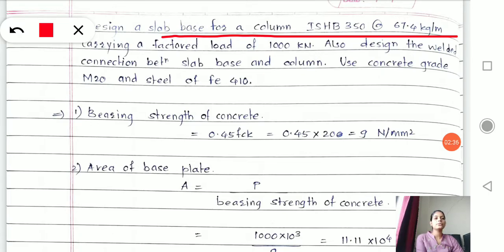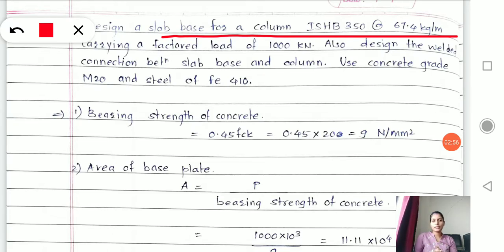They provided us some data regarding the pedestal. They said the concrete grade used in the pedestal is M20 and steel is Fe410. Alright. Now, bearing strength of concrete. First step will be what?